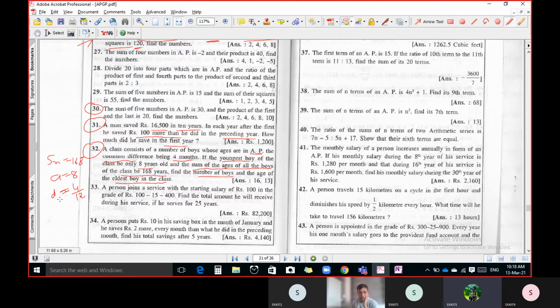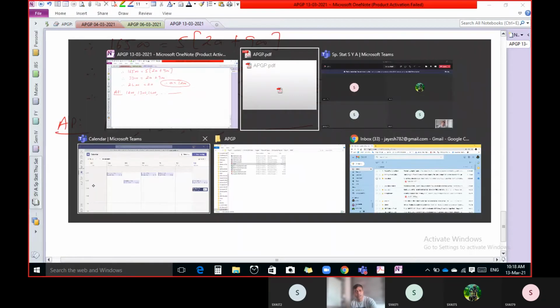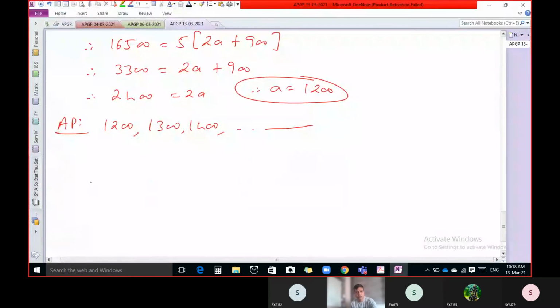Tell me why. Because these are in years: 168 years, 8 years, and this is in months. So here d equals 4 by 12.